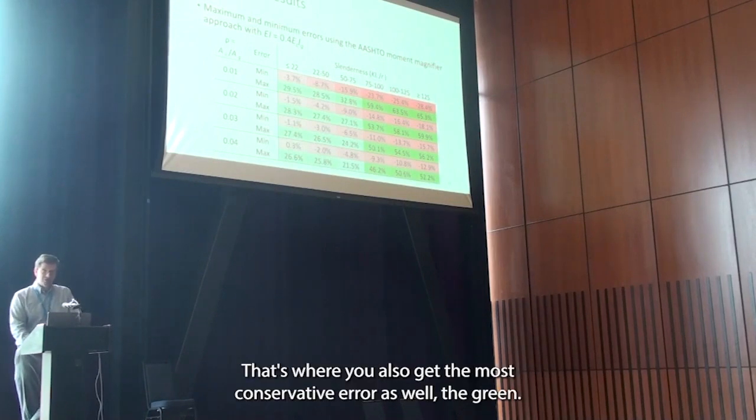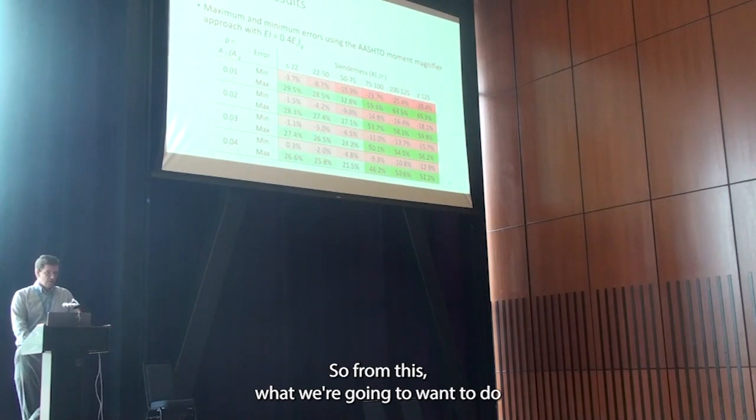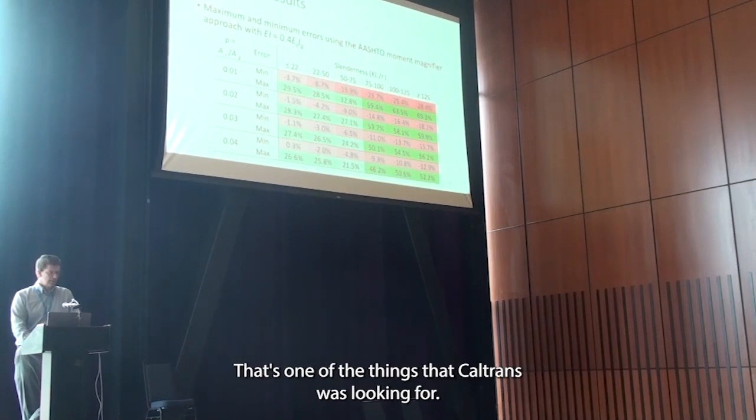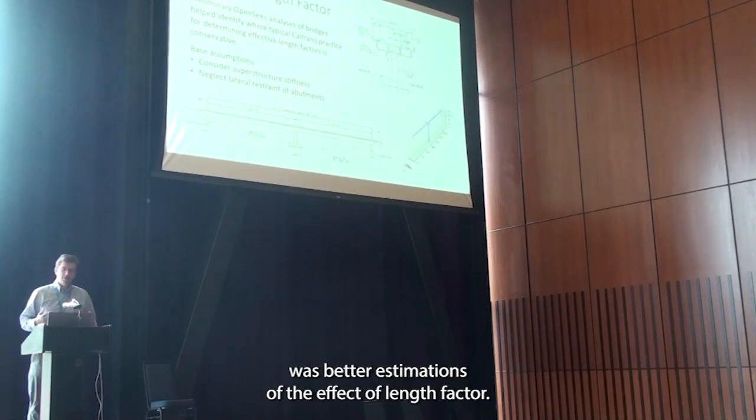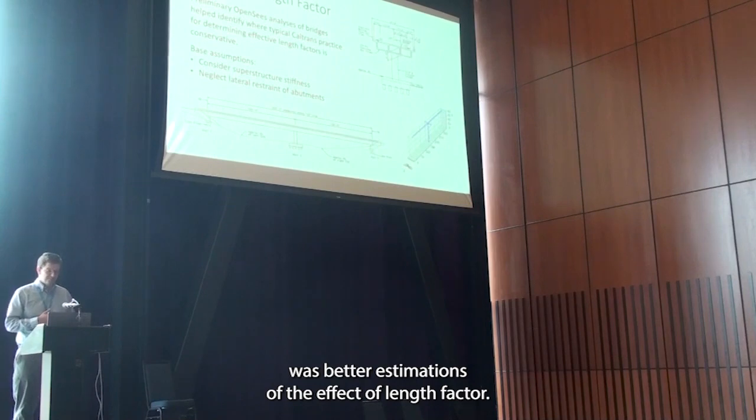Similarly, that's where you also get the most conservative error, the green. So from this, what we're going to want to do is find better EIs that reduce the errors in these plots. But that's one of the things that Caltrans was looking for.